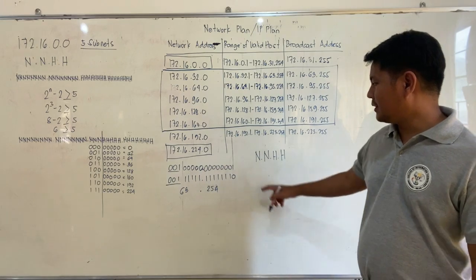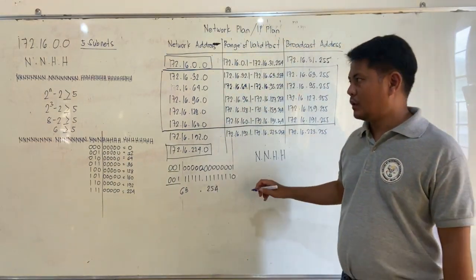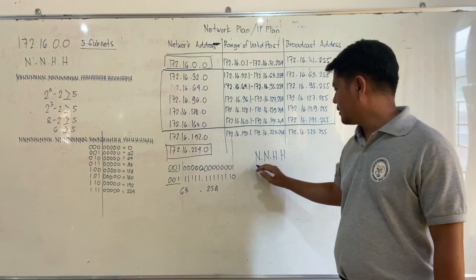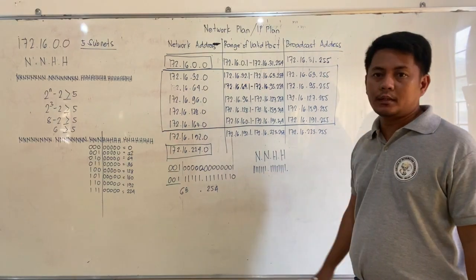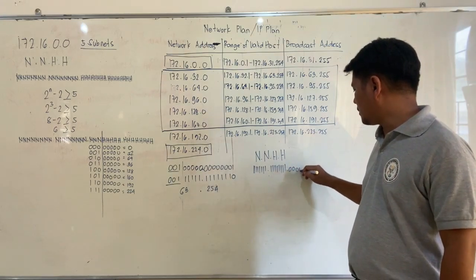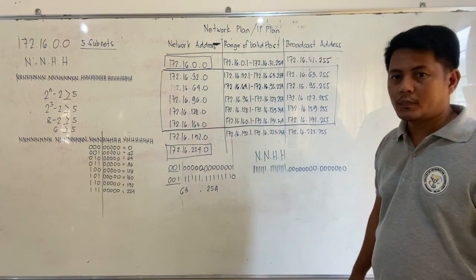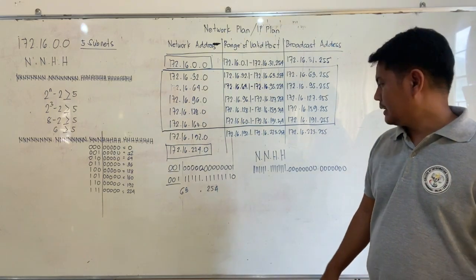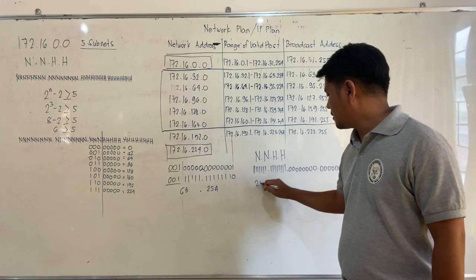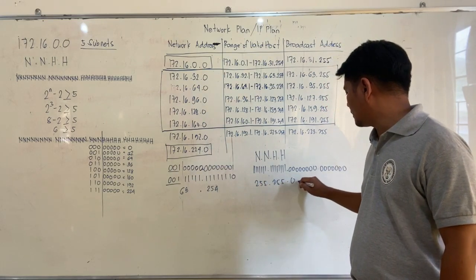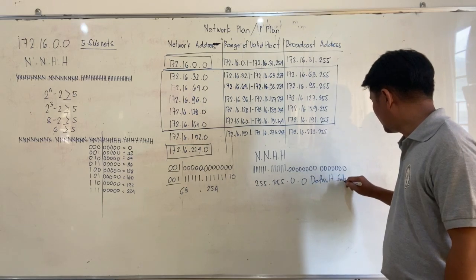Okay. So expanding this one, if we try now to set all network bits into all ones, we have 1, 2, 3, 4, 5, 6, 7, 8 and 1, 2, 3, 4, 5, 6, 7, 8, and turning all host bits to all zeros, 1, 2, 3, 4, 5, 6, 7, 8 and 1, 2, 3, 4, 5, 6, 7, 8. This will be our default subnet mask value. So converting into its decimal equivalent, this is 255.255.0.0. Okay, this is the default subnet mask.